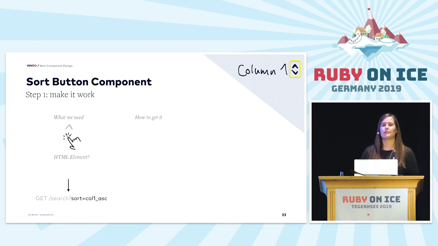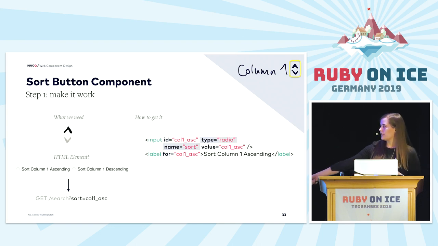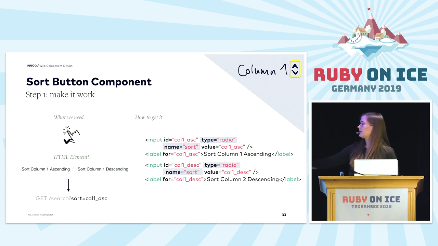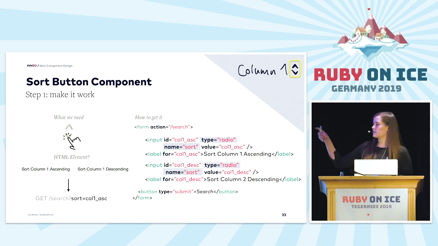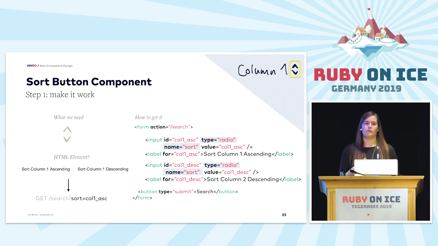So how can we get it? Does someone know an HTML element that has exactly this behavior? Radio button, excellent. This is exactly the behavior that we have for a radio button. So if I write an input element of type radio with the name sort, and then I have another radio button also of the name sort of type radio, then I can only ever select one of these two elements. And so later, when I wrap it in a form, I also get the exact behavior that I want, that is, the radio button which is selected will be sent as a query parameter to the server and tell me what sort direction I want to use for my table.